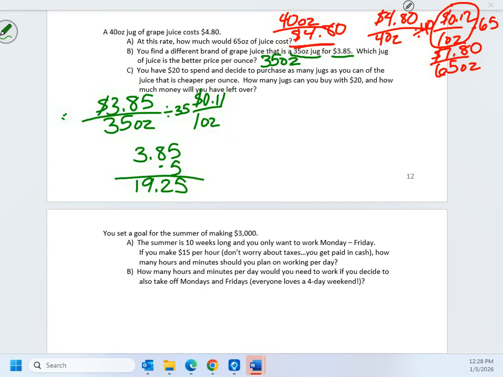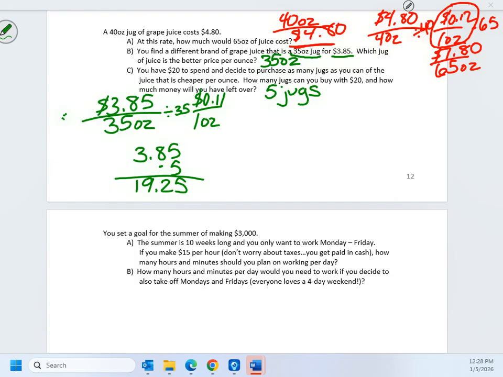You could have done 20 divided by 3.85. What would you get if you did that? What's 20 divided by 3.85? Finley? 5.19. Yeah, 5.19. Well, we can't get 0.19 of a jug. So that would tell me, let's go with the 5 whole, that whole number, and there's going to be some leftover money because I can't use that small amount. So you could either guess and check multiplying up, or you could divide backwards to see what number you get. So if I buy 5 jugs, that's the first part of my question.